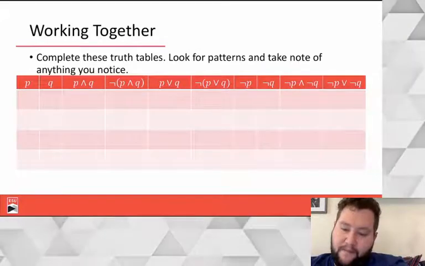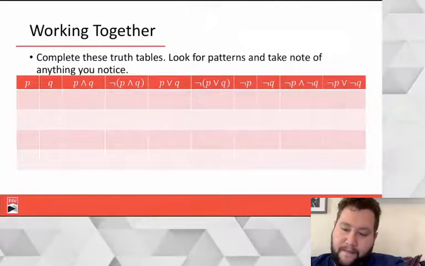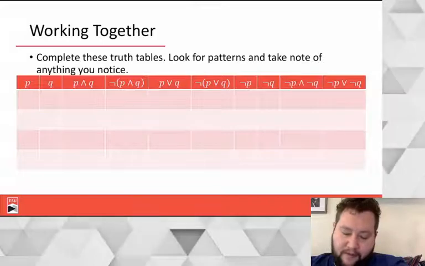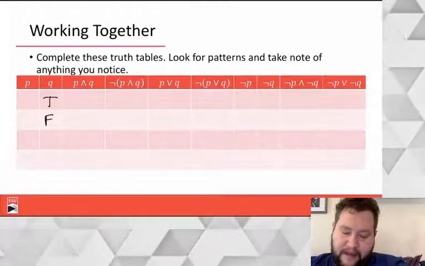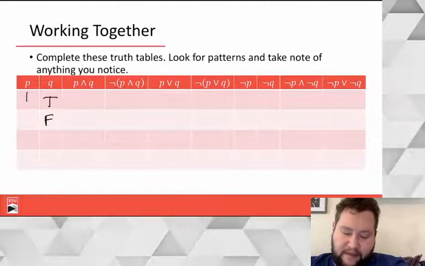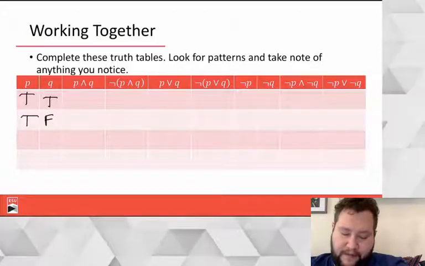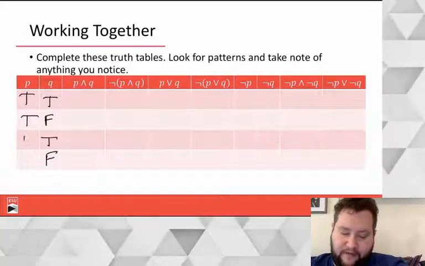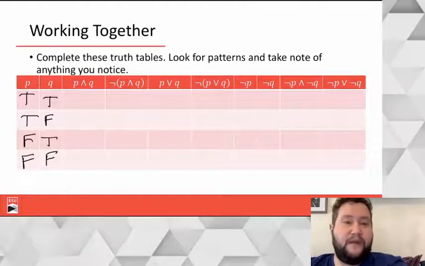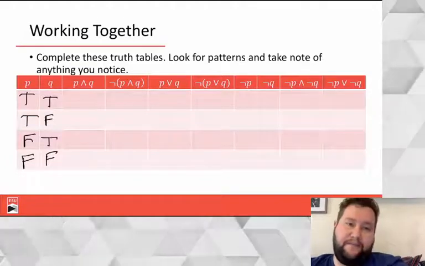So we know that Q can be true or false. And then for each of those, P could be true. We also know that Q could be true or false, and for each of those, P could be false. And so that's another way we could write it.